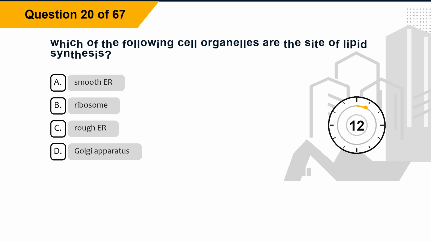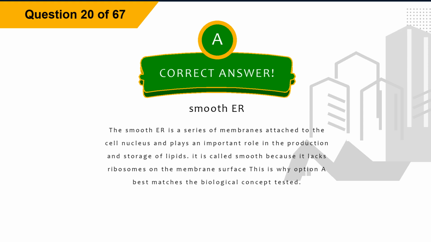Question 20. Which of the following cell organelles are the site of lipid synthesis? Option A, smooth ER. Option B, ribosome. Option C, rough ER. Option D, Golgi apparatus. The correct answer is option A, smooth ER. Explanation. The smooth ER is a series of membranes attached to the cell nucleus and plays an important role in the production and storage of lipids. It is called smooth because it lacks ribosomes on the membrane surface. This is why option A best matches the biological concept tested.